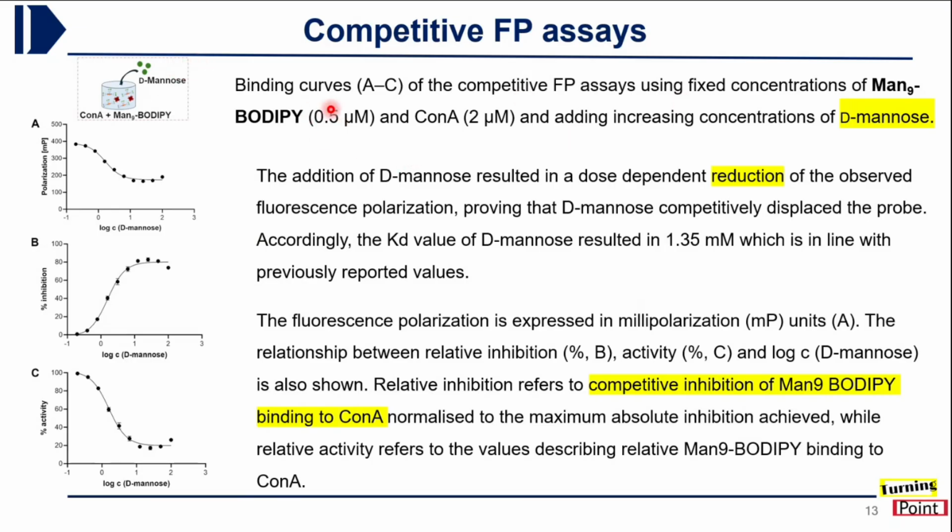So what they did: 0.5 micromolar of the Man9 BODIPY plus Con A 2 micromolar, and adding increasing concentrations of D-mannose. It's like a titration. Addition of D-mannose results in the reduction of fluorescence polarization. Here you can see in the first graph, there is a reduction of the polarization while increasing the D-mannose. That means D-mannose competitively displaced our probe Man BODIPY, and the KD value of D-mannose came around 1.3 millimolar, which is previously reported. Means in the case of D-mannose plus Con A, these are the previously reported values. That means it completely displaced our Man BODIPY.